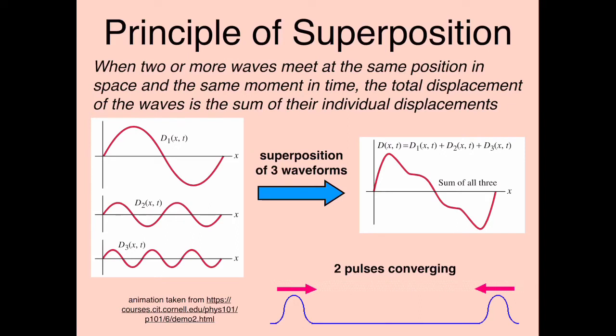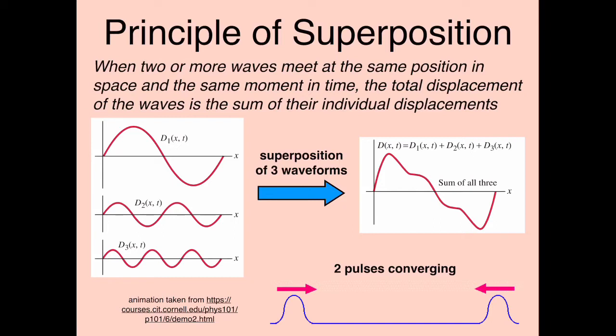So another way we can visualize this is by looking at an animation. In this animation, what I'm going to show you is two pulses that converge. This is a pulse moving to the right. This is a pulse moving to the left. And they're moving completely separately at first, but at some point they overlap. So how do we deal with what happens when they overlap?